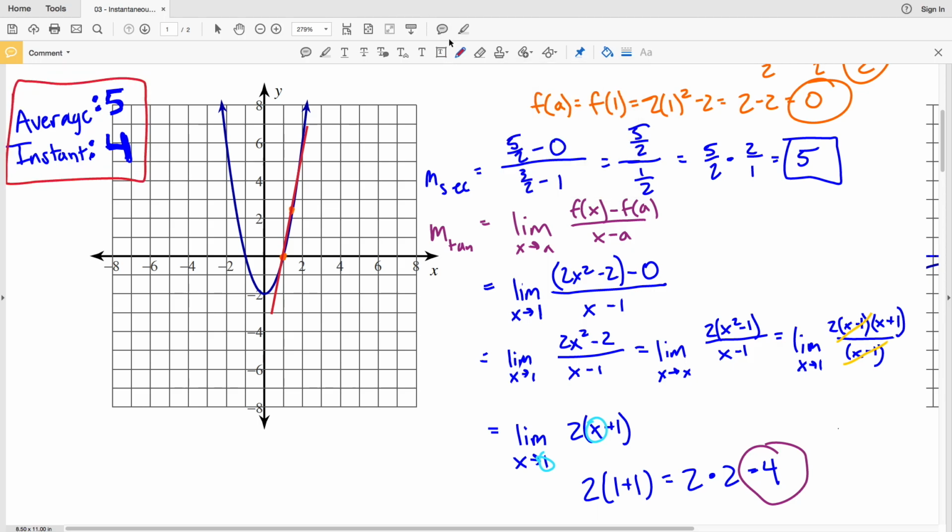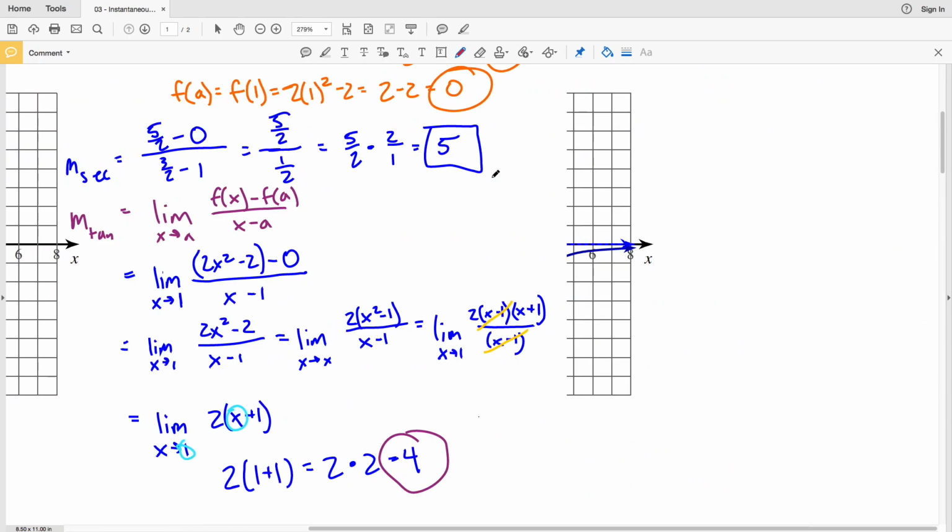Now the tangent line is a line that intersects a curve at a given point, and it does not intersect the curve again in that area. So it just touches the point and continues on. And remember, we're looking at that leftmost point, so when a is equal to 1, and there is our tangent line. Let's continue on to the next problem.